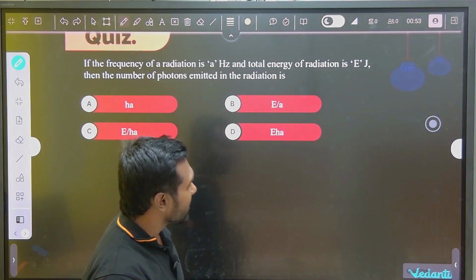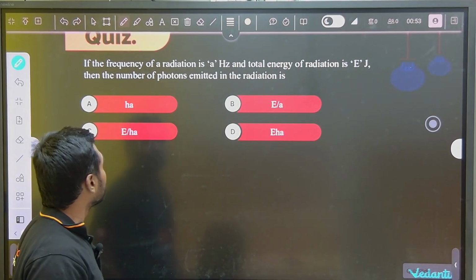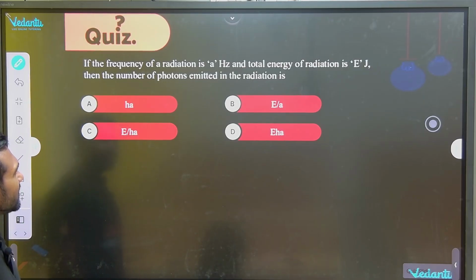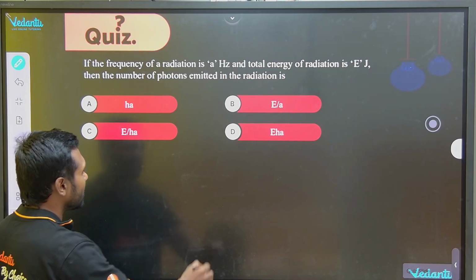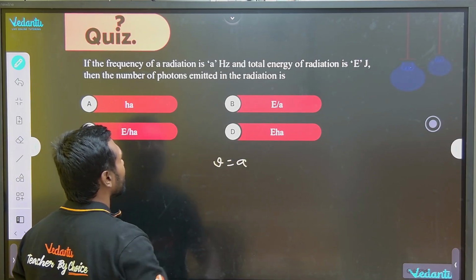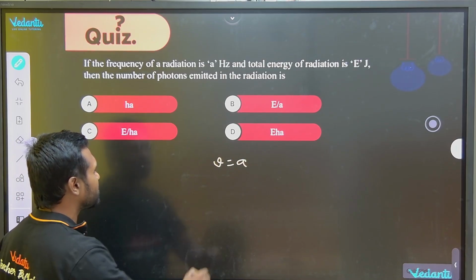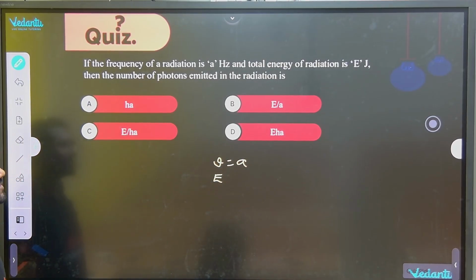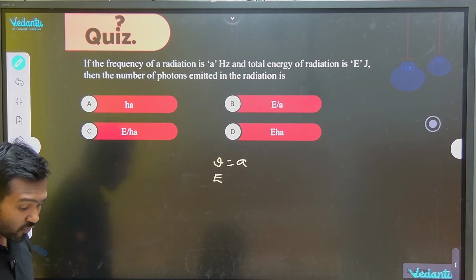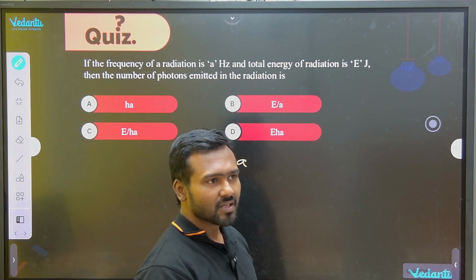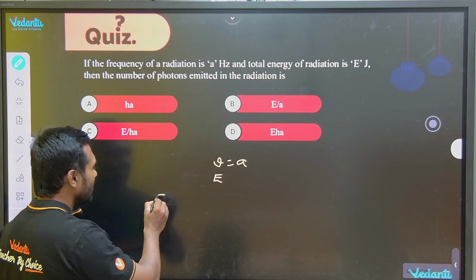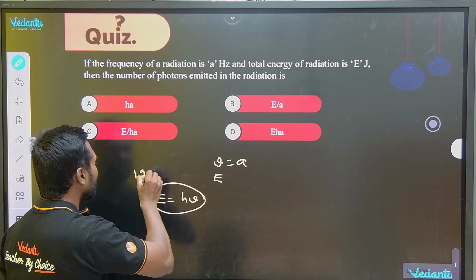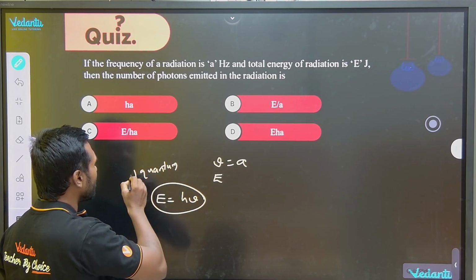So let's solve a few questions again. If the frequency of radiation is A hertz, that is frequency nu is given as A, and the total energy of radiation is given as E, then the number of photons emitted in the radiation, see, this is E is equal to h nu. This is the energy of one quantum.